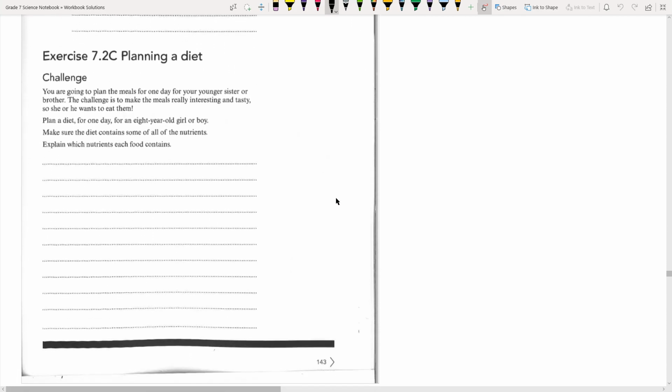Planning a diet. You're going to plan the meals for one day for your younger sister or younger brother. The challenge is to make the meal really interesting and tasty, so sure she wants to eat it. Plan a diet for one day for an 8-year-old girl or boy. Make sure that the diet contains some of all the nutrients, right?